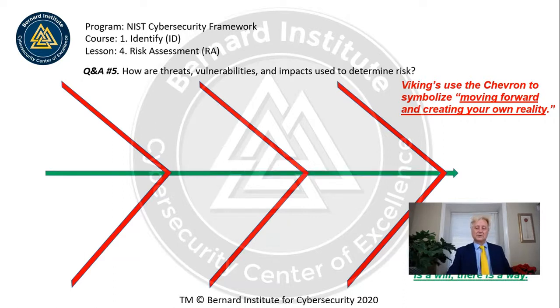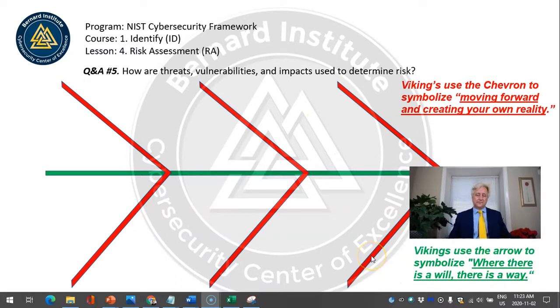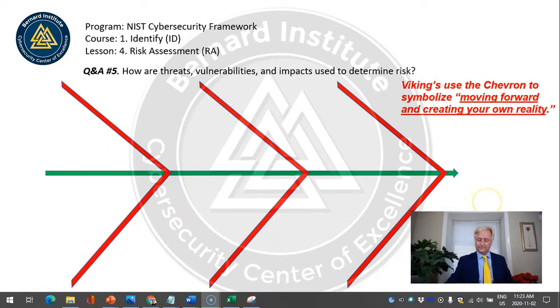There's another symbol too that they use to tattoo, and that tattoo is called an arrow. But the arrow had a special symbolism with them, and it symbolized where there is a will, there's a way. The two of these combined look similar to a fishbone, but they are different. So we have where there's a will, there's a way. So you're determined to move forward and create your own reality. That's what we get out of this. Okay.